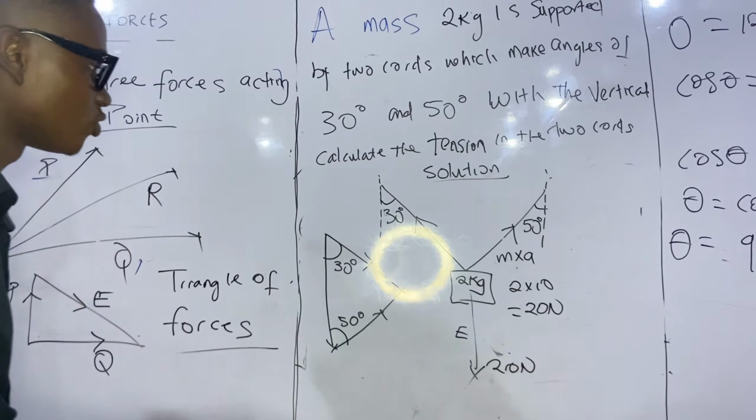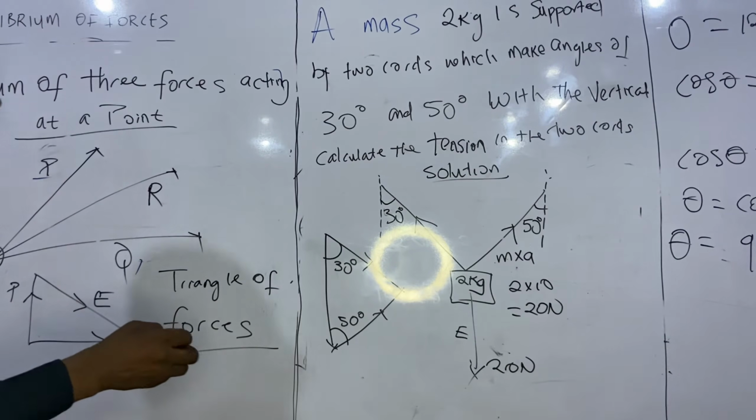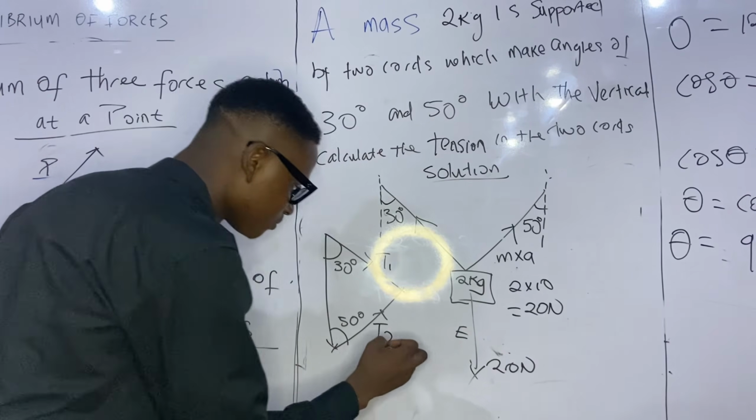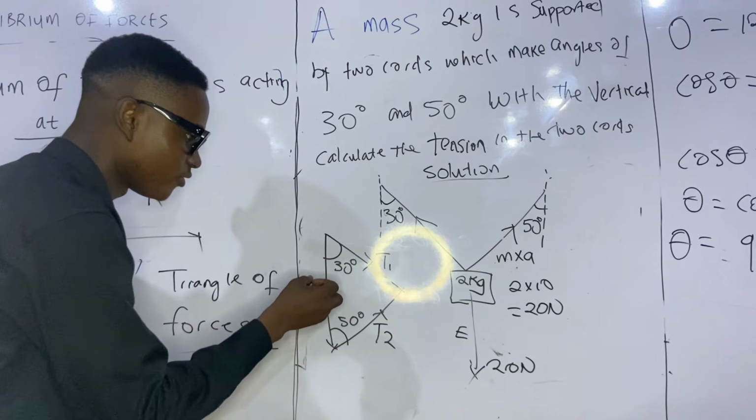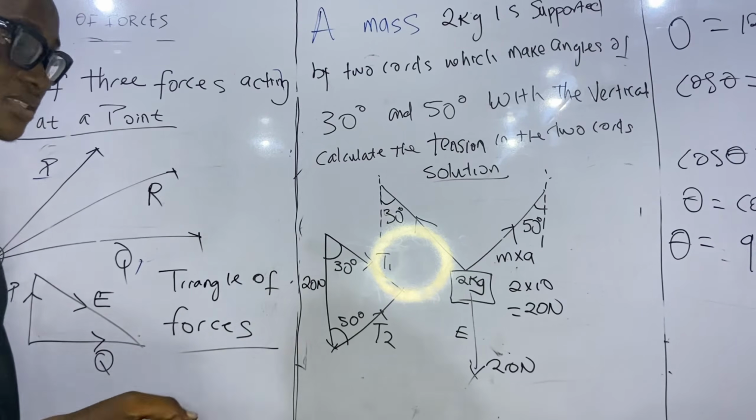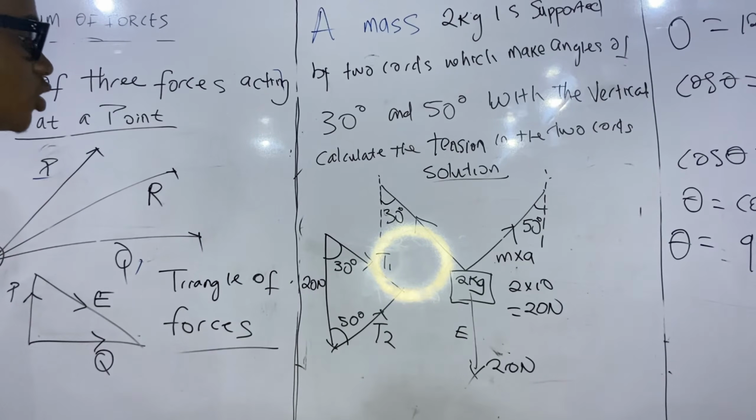So we are asked to look for the tension in the two chords. That means we have to look for this T1 here and this T2 here. But we know the value of the force here. The value of the force here is 20 newton. Please note, tension is a form of force.